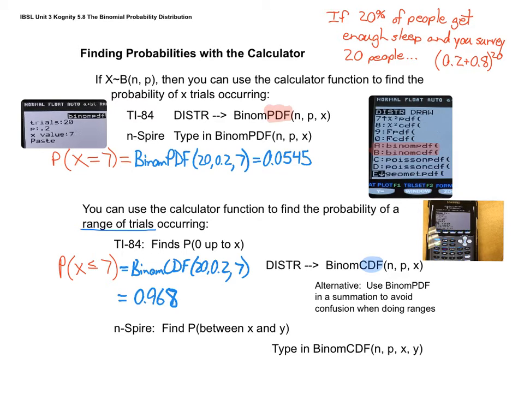Now, let me give you one more example that's not written on here, because this is where it can be a little bit challenging, even using your calculator. What is the probability of getting anywhere from 5 to 10 people who got enough sleep? Well, how do you do the ranges? That's where the n-spire is nice, because the n-spire lets you put in a between this and this.